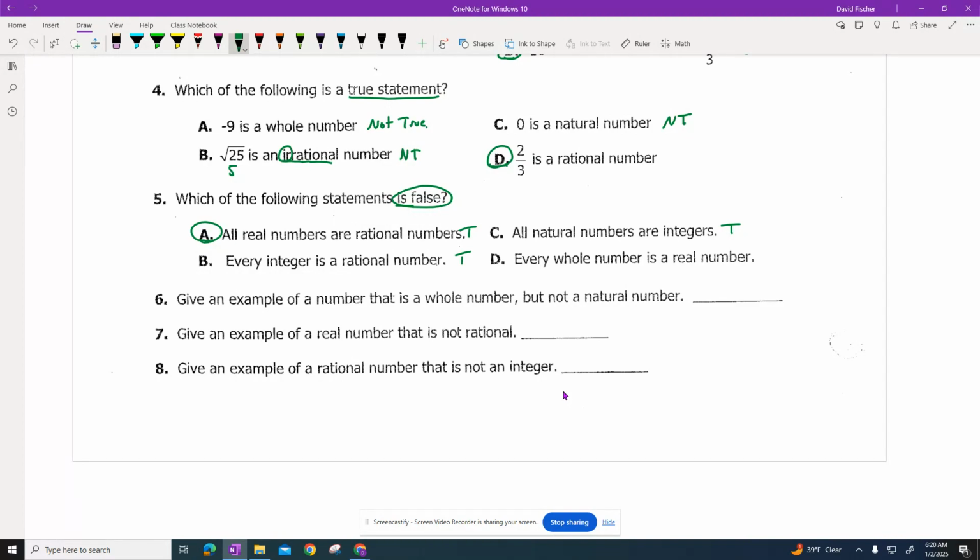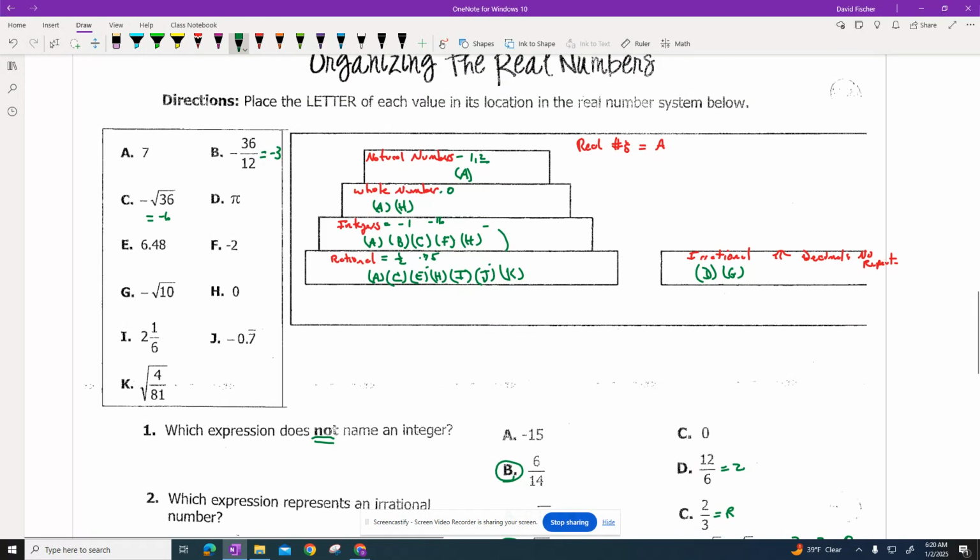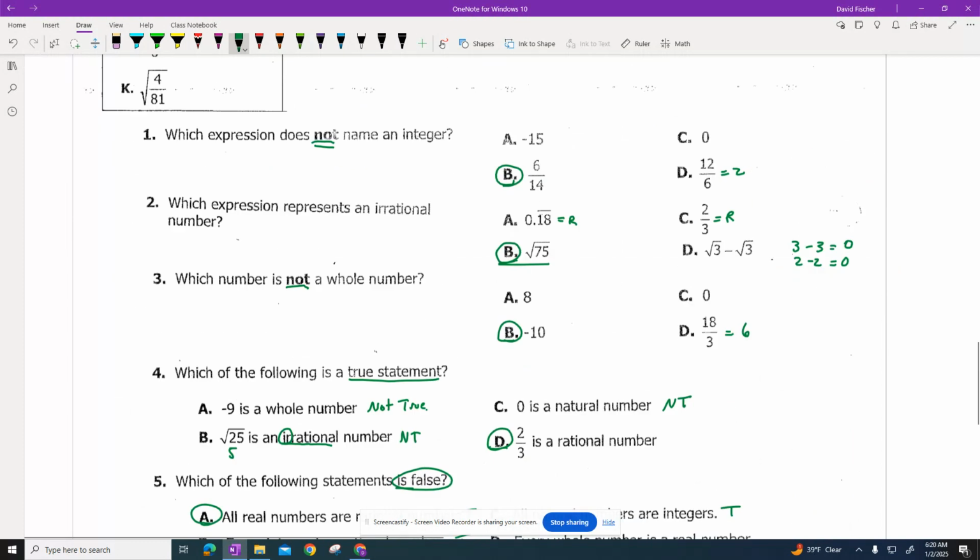All right. Give an example of a number that is a whole number, but not a natural number. A whole number. Well, whole number starts at these guys. Well, the only number that's a whole number and not a natural number is 0. Because I went down to negative 16. Well, negative 16 is not a whole number, so there's only one answer for that guy. 0.